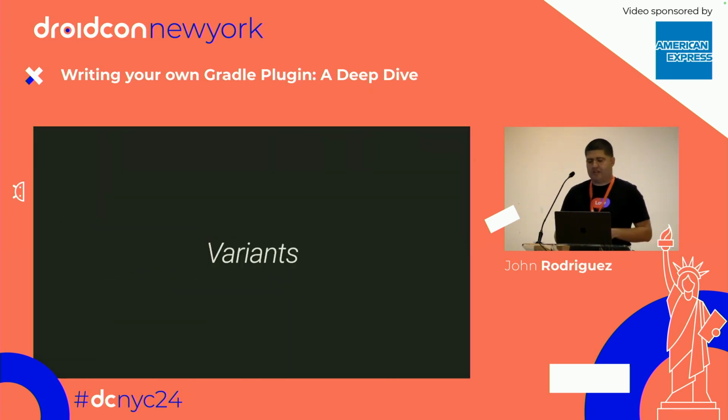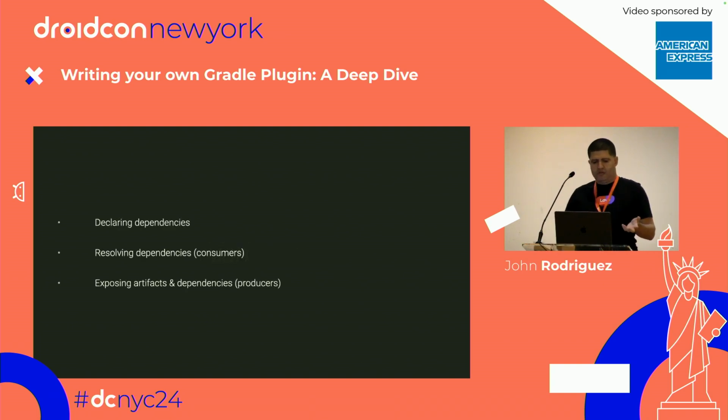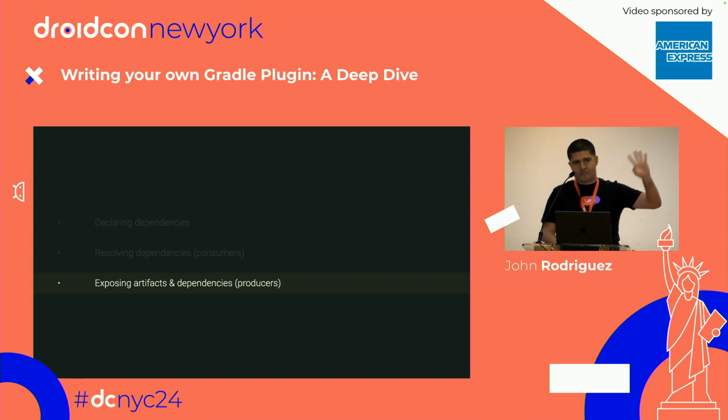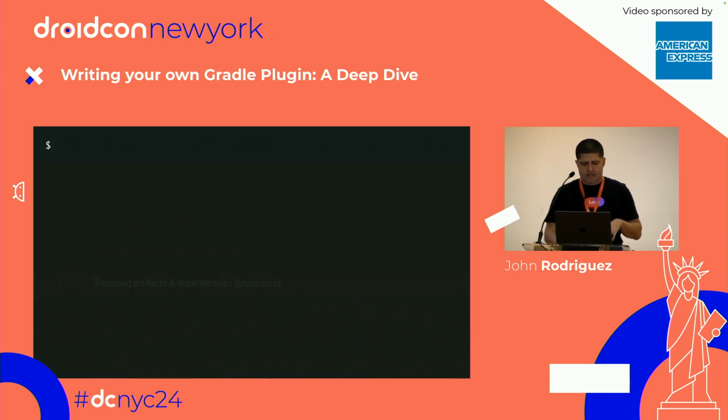Well, now that we've talked about configurations, let's go a little further and talk about variants. We've already gone over the 3 ways configurations can be used. I want you to kind of hone in on that last one, how you expose them. We talked about the consuming task. Now let's talk about the producing task.